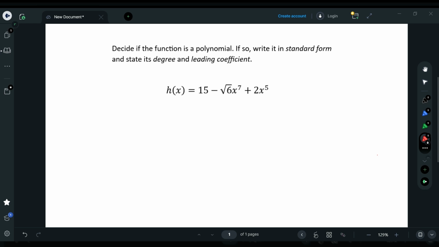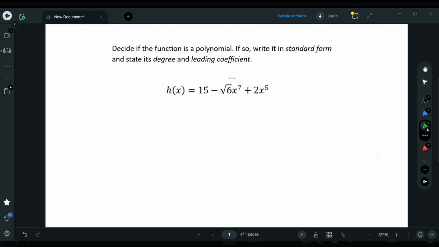Example number 3. Is this function a polynomial? Well, I don't see any negative exponents, so that's good. There's no fractions at all, so we don't have to worry about a variable in the bottom of a fraction. We do, however, have a square root.